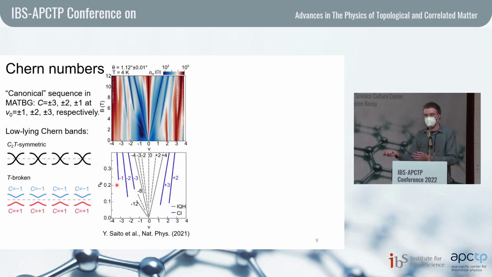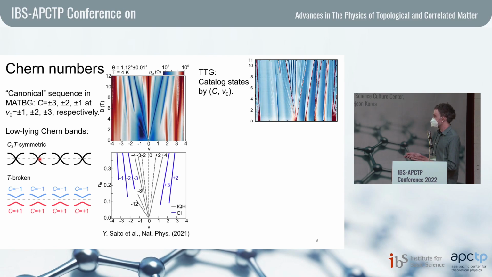And I should say, if you don't like this Chern band picture, which is valid at low magnetic field, you can also arrive at similar conclusions by calculating a full Hofstadter spectrum for the problem. Now the question is, what does this have to do with all the measurements that I was just showing you on twisted trilayer graphene? Well, the idea is to try to catalog the states that we observe in twisted trilayer graphene. So this is just what that data looked like.